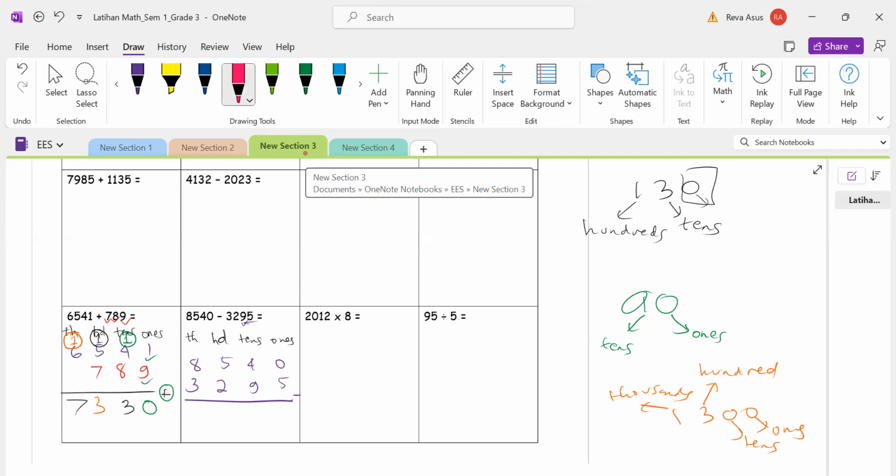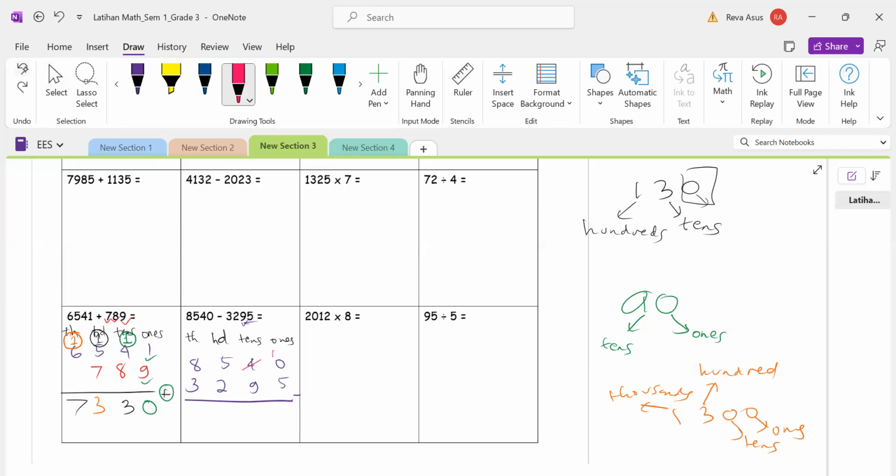Let's take a look. 0 minus 5. It cannot. If we have nothing, and we want to remove 5, it cannot because we have nothing at first. So, how can we do it? We need tens. We have 4 tens. It means 40. We give 10 to ones.